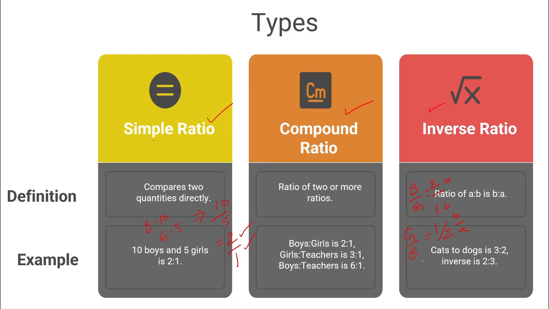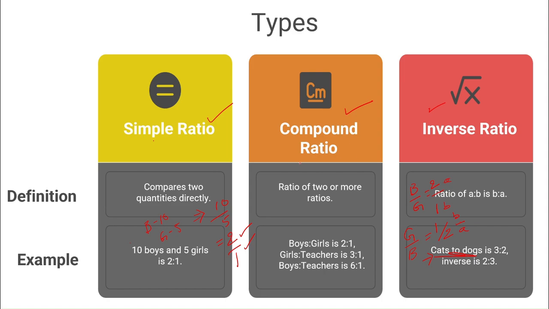I also gave another example so that it is easy for you, like cats to dogs. If you have 3 cats and 2 dogs in a home, 3 is to 2 is cats to dogs, which is the third form we discussed earlier, representing it in words. Similarly, if you want to calculate dogs to cats in the same home, the inverse of this would become 2 is to 3.